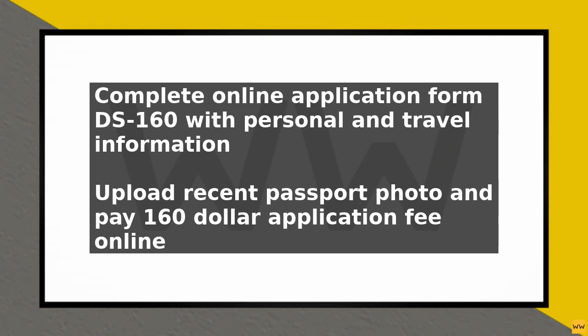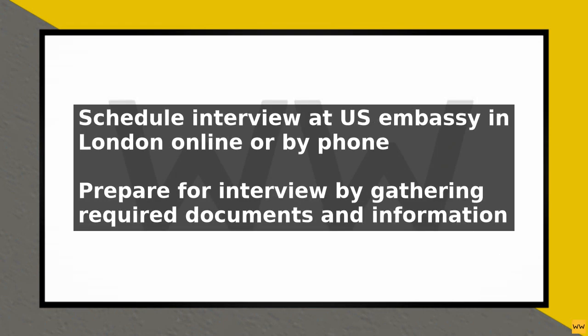During the interview, a consular officer will ask you questions about your trip, including your travel plans, accommodation, and financial situation. In preparation for the interview, it is essential to gather the required documents, which include a valid passport, proof of income, and proof of ties to the UK, such as a job or family. You should also be prepared to provide detailed information about your travel plans, including your itinerary and accommodation arrangements.